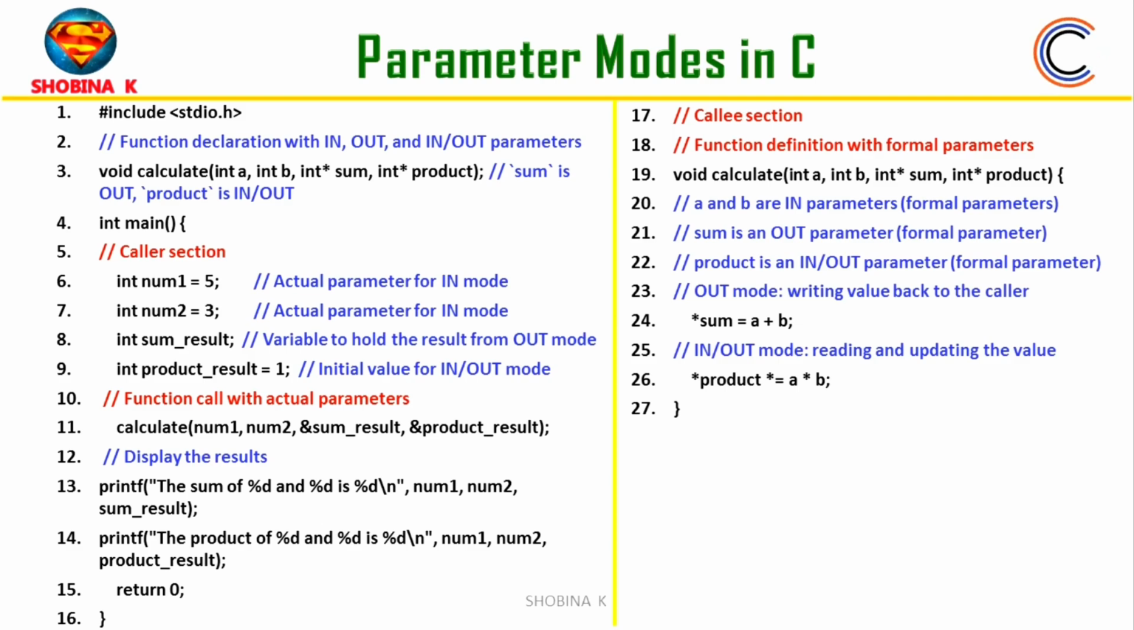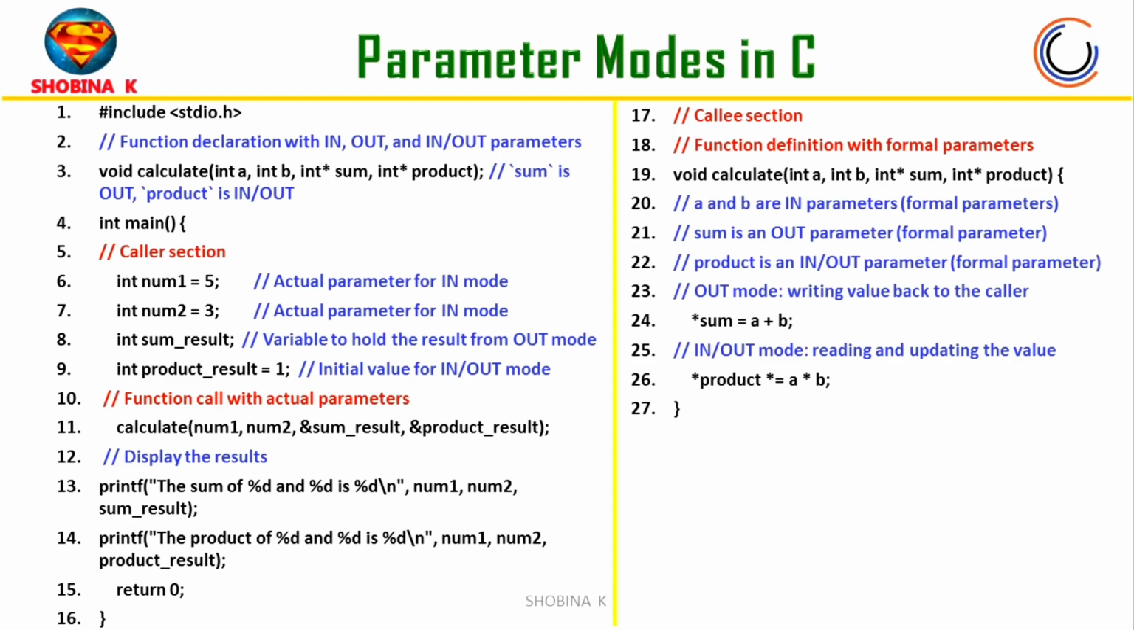And next we have the main function, which is the entry point of the program. Int num1 equals 5 is the actual parameter for in mode. Here we declared an integer variable num1 and initialized it to 5. Num1 is an actual parameter that will be passed to the calculate function. Int num2 equals 3. This is an actual parameter for in mode. Here we declared another integer variable num2 and initialized it to 3. Num2 is also an actual parameter for the calculate function.